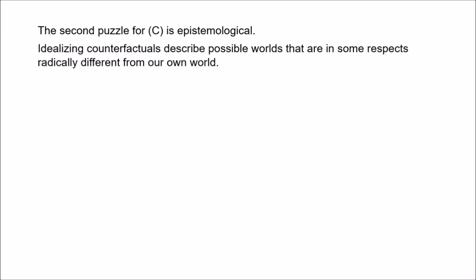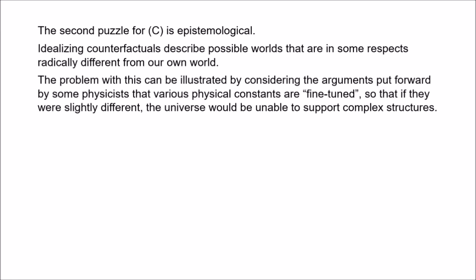Now, to set up the problem with this, it's maybe worth considering the arguments made by some physicists that various physical constants are fine-tuned, in that if their values were ever so slightly different, the universe would be unable to support heavy elements or complex structures. For example, it's sometimes suggested that if there were a slight increase in the strength of the strong nuclear force, the diproton would be much more stable, which would allow hydrogen to fuse into the diproton. This would make hydrogen fusion much more efficient, such that almost all hydrogen in the universe would have fused shortly after the Big Bang.